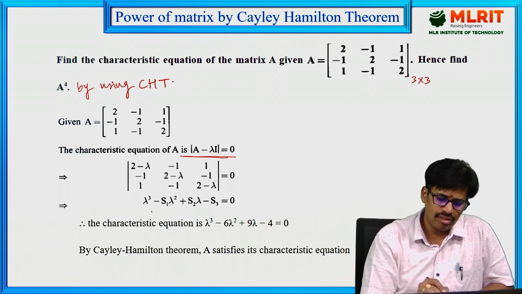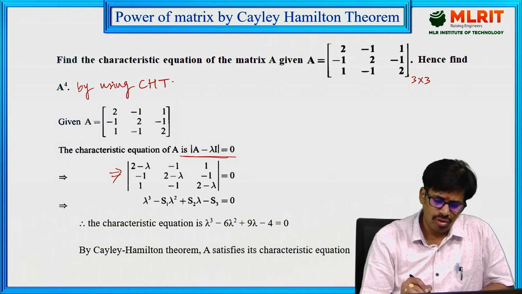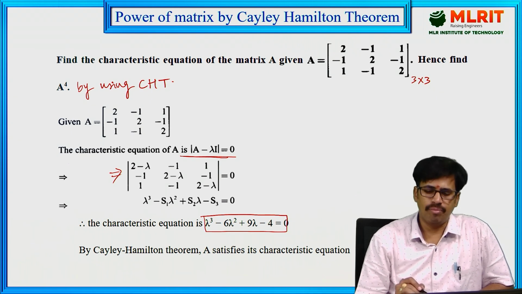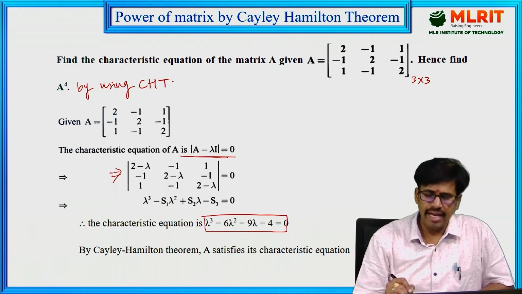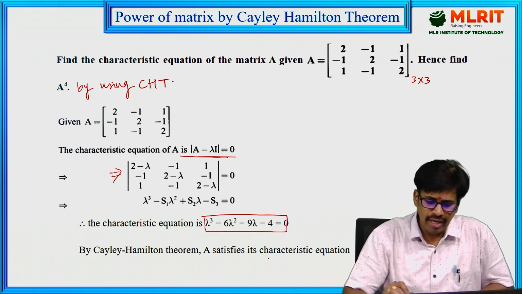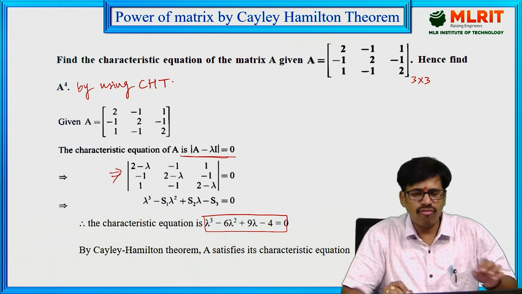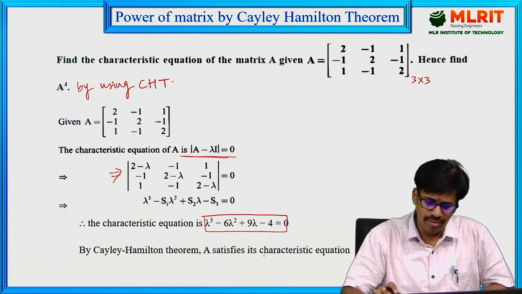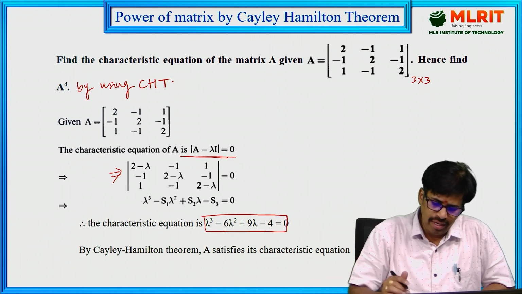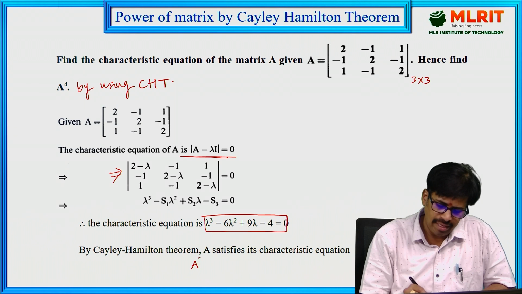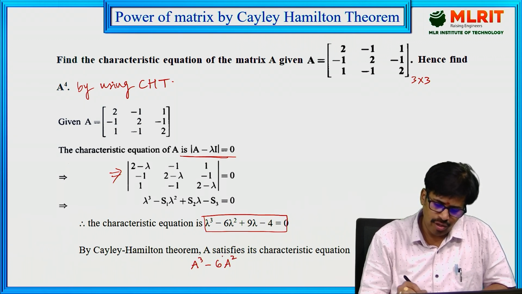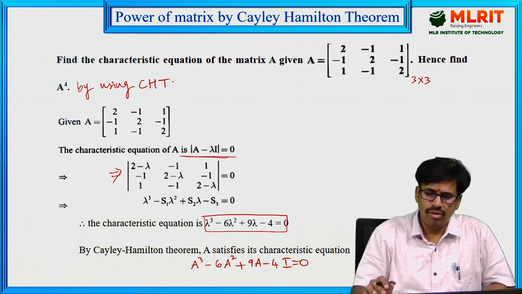On expanding this, we get the characteristic equation, right? So by using Cayley-Hamilton theorem, it satisfies its own characteristic equation. So we have to find the power of matrix A power 4. So let us see. Since it is satisfying, we have to replace lambda with A. So we get A cube minus 6A square plus 9A minus 4I equal to 0, right?